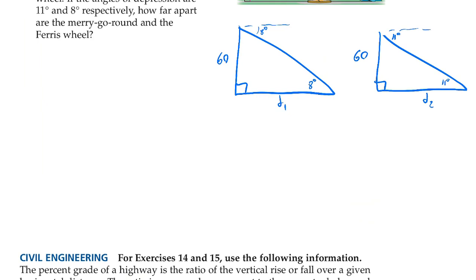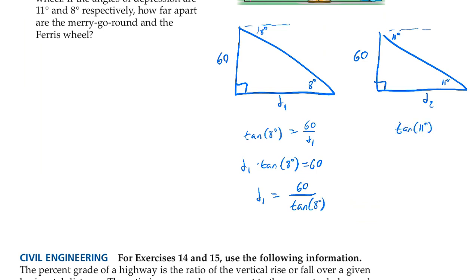And so then subtract. And so we go, the distance to the farther one, right, is tangent of 8 degrees equals 60 over d1, multiplying by d1. We get this. Dividing by the tangent of 8, we get d1 equals 60 divided by the tangent of 8 degrees. And then similarly over here, we say the tangent of 11 degrees is 60 over d2. We end up rearranging and we get d2 the same way as 60 over tangent of 11 degrees. We're going to subtract the two.